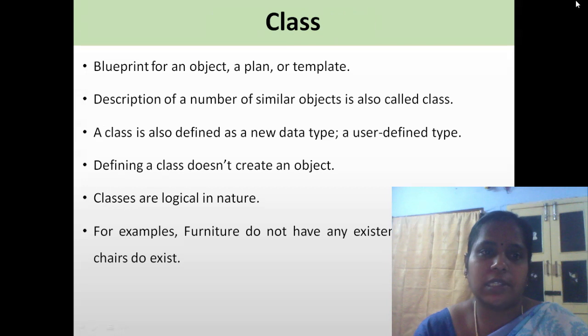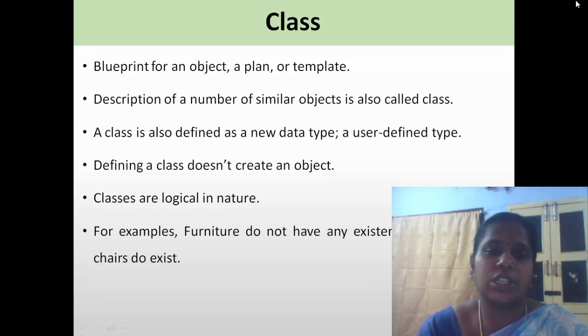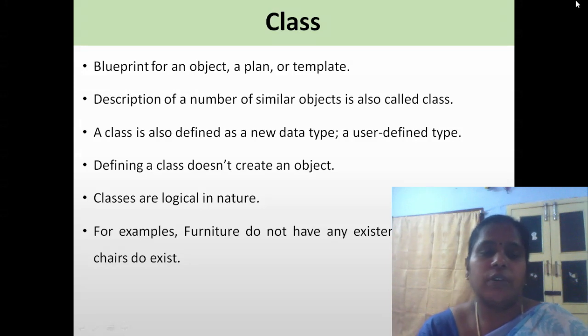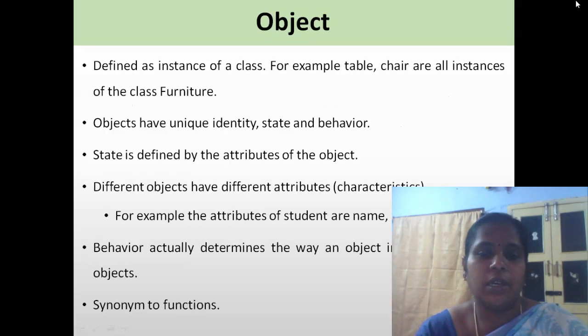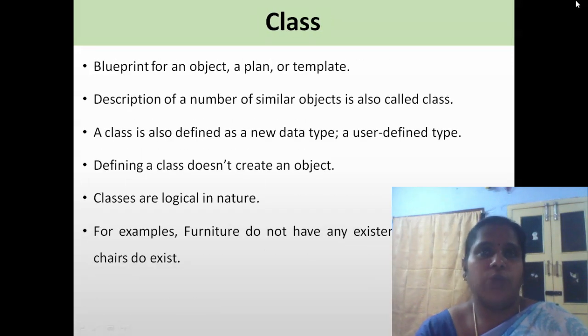So what is a class? It is a blueprint of an object, a plan or a template. A description of a number of similar objects is also called a class. A class is also defined as a new data type, that is a user defined data type. Defining a class does not create an object, it has to be created separately. So classes are logical in nature. For example, furniture does not have an existence, but table and fan do exist.